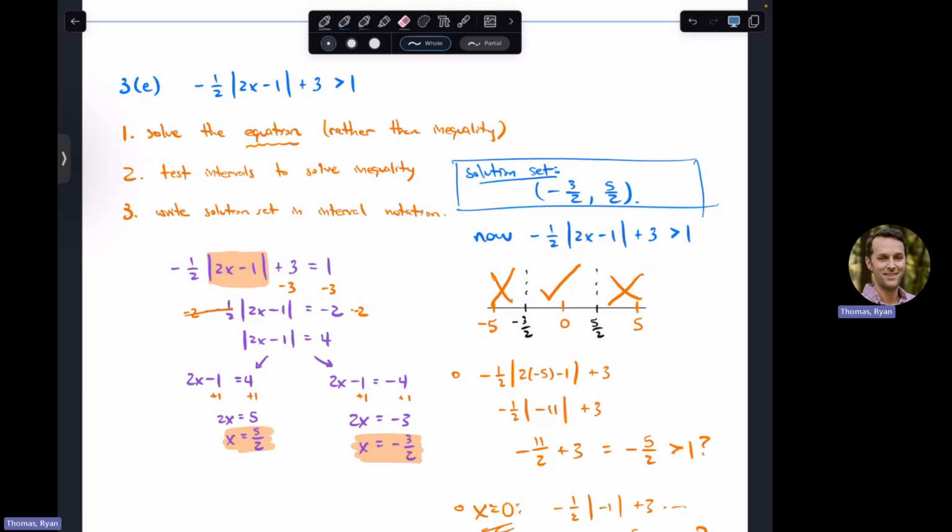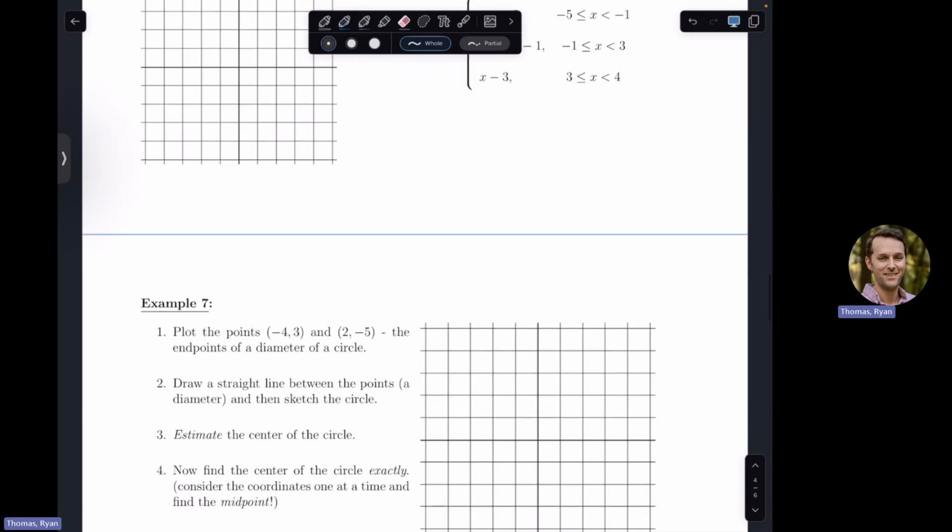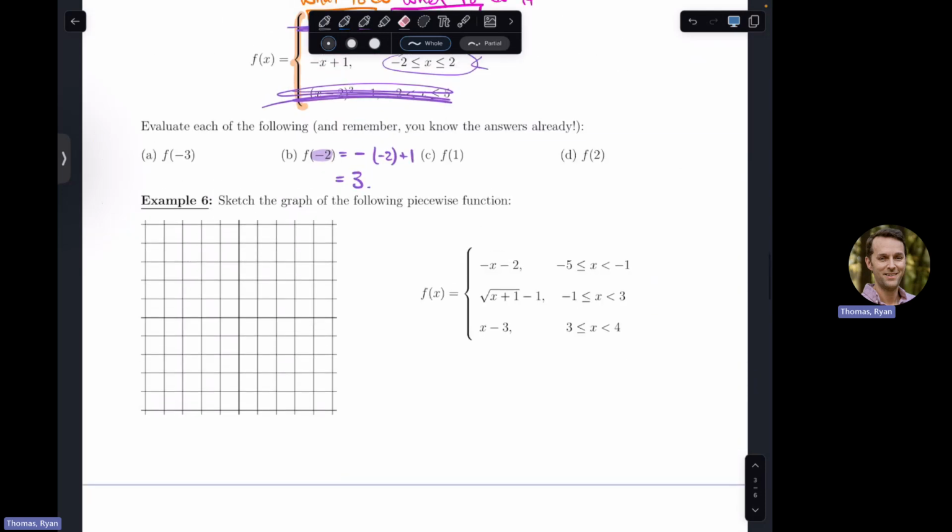Okay. Any last questions for now, at least about that? Feel good about the inequality stuff? Okay. All right. And then we talked about piecewise functions as well.